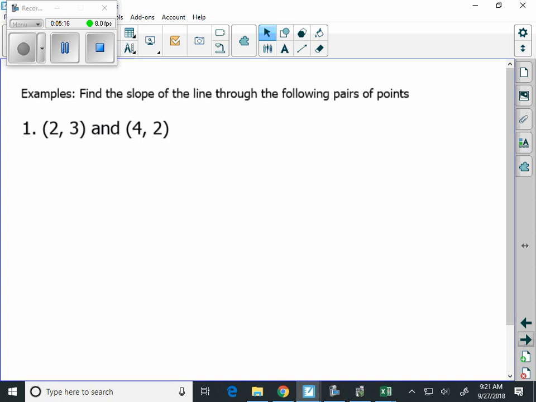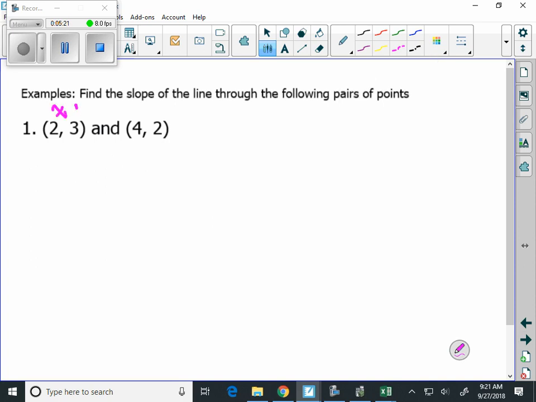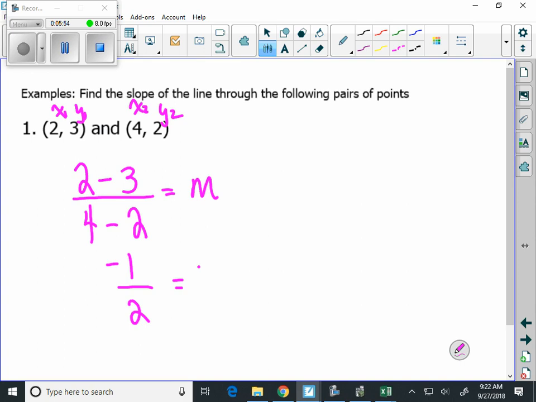So when we look at these examples here, let's label x1 and y1, x2 and y2. And luckily you can see right there on your paper what the formula for slope is, and we fill it in. It is y sub 2 minus y sub 1 over x sub 2 minus x sub 1. That equals our slope. And then we calculate that out. Well, 2 minus 3 is negative 1. 4 minus 2 is 2. And there's our slope.